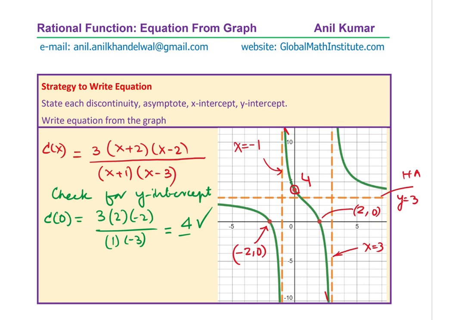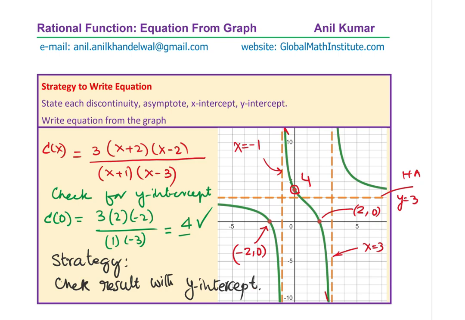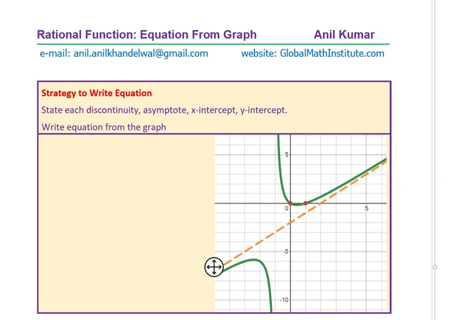You get the idea. So we wrote the equation using the intercepts and the asymptotes, and we checked it with the y-intercept. Good idea. So that becomes our strategy. Here we have evolved a strategy, and that is: check the result with the y-intercept. Does that make sense? Perfect. We're going to use this strategy in the next example.